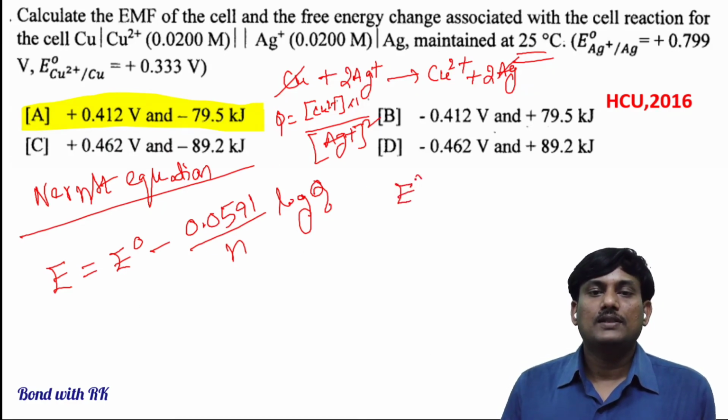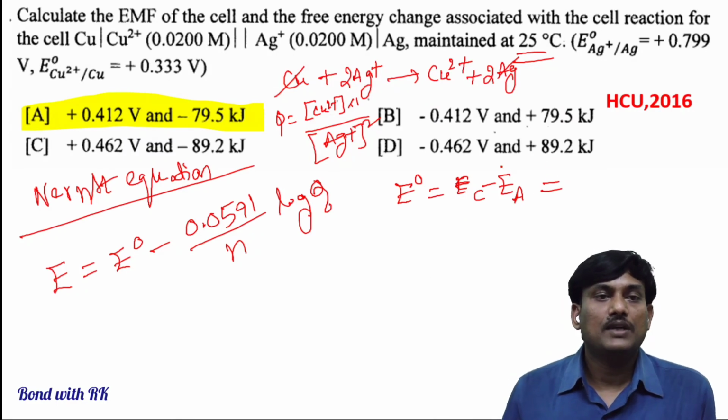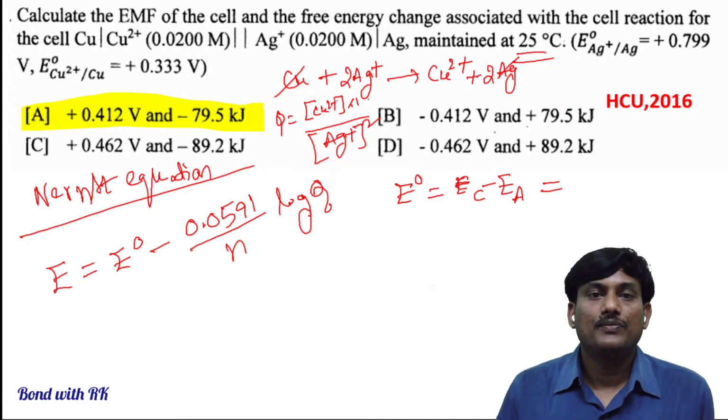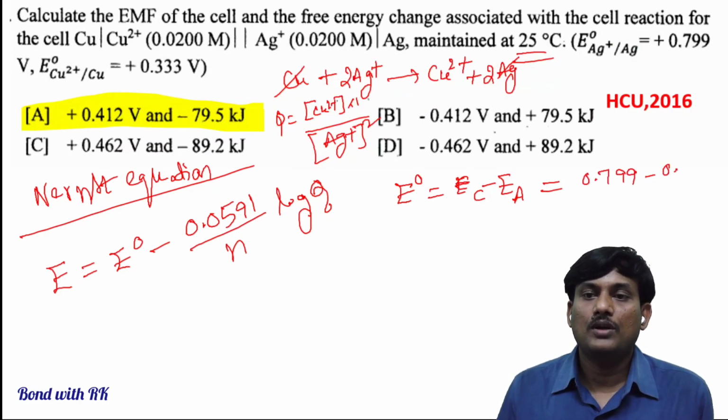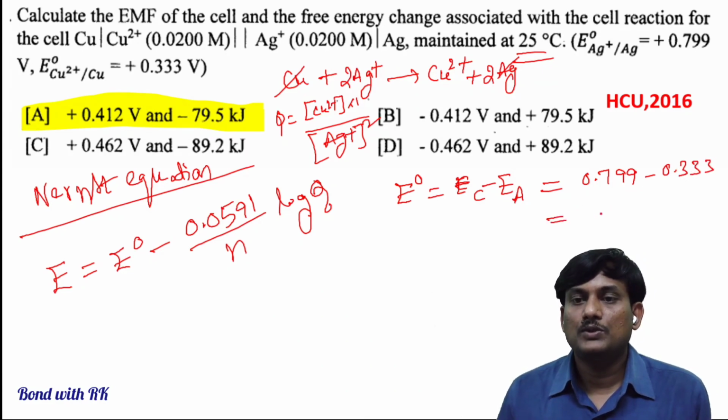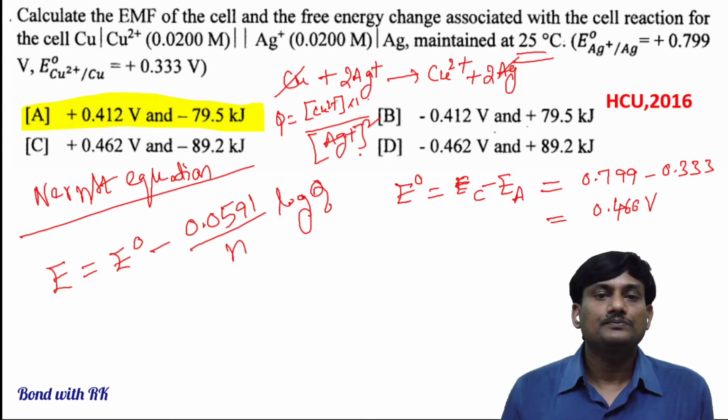E naught. What is the E naught? E naught is the reduction potential of the cathode minus the reduction potential of the anode. The reduction potential of the cathode is given. Here, this is the cathode: 0.799 minus 0.333. So it will be equal to 0.466 volts.